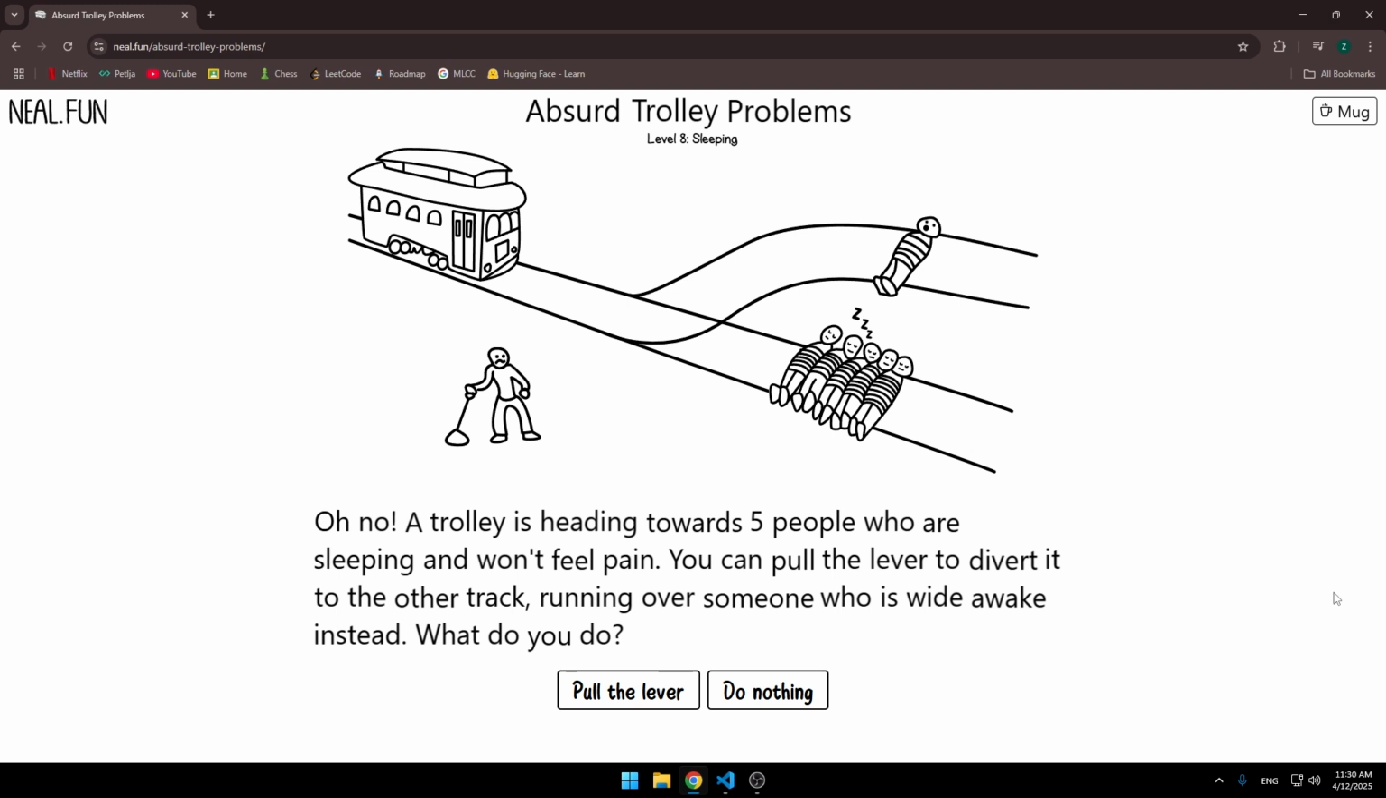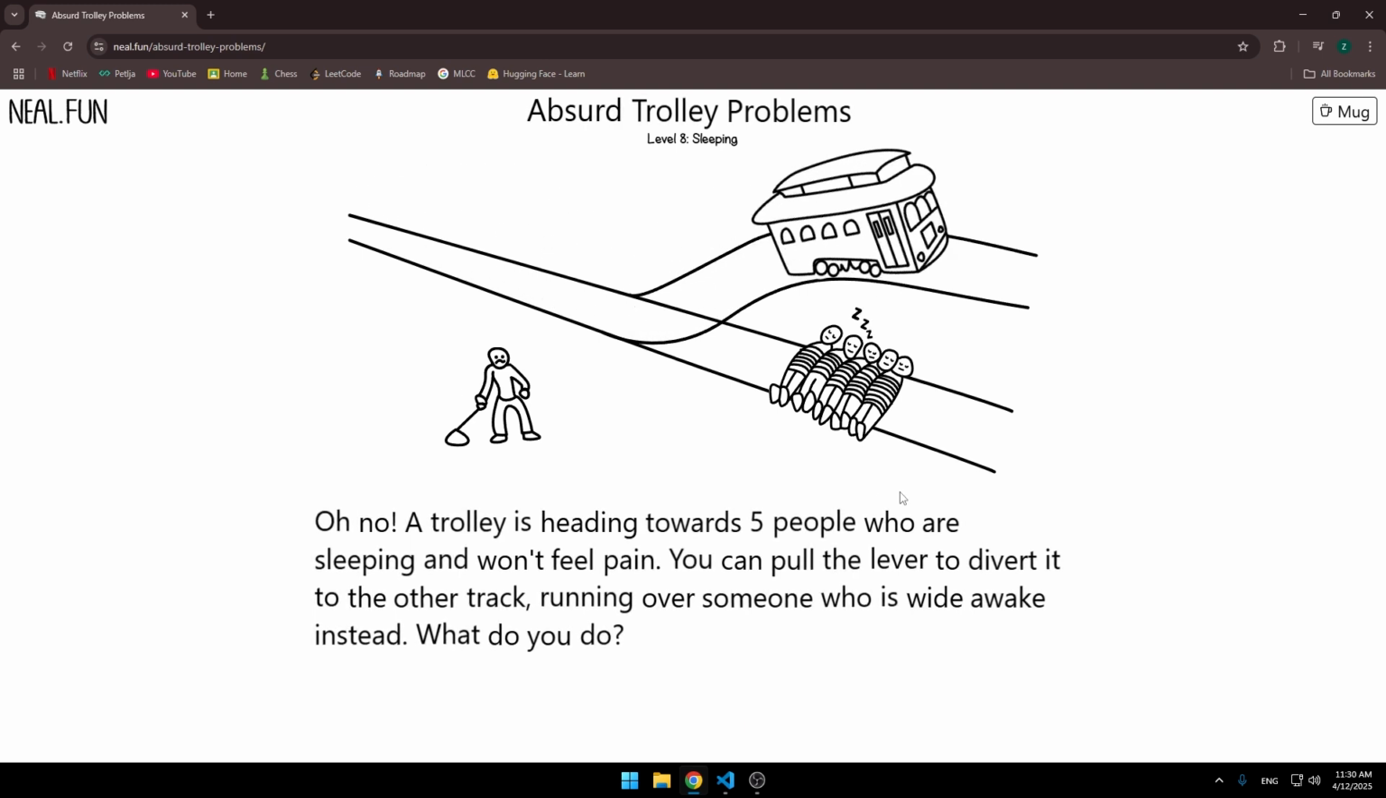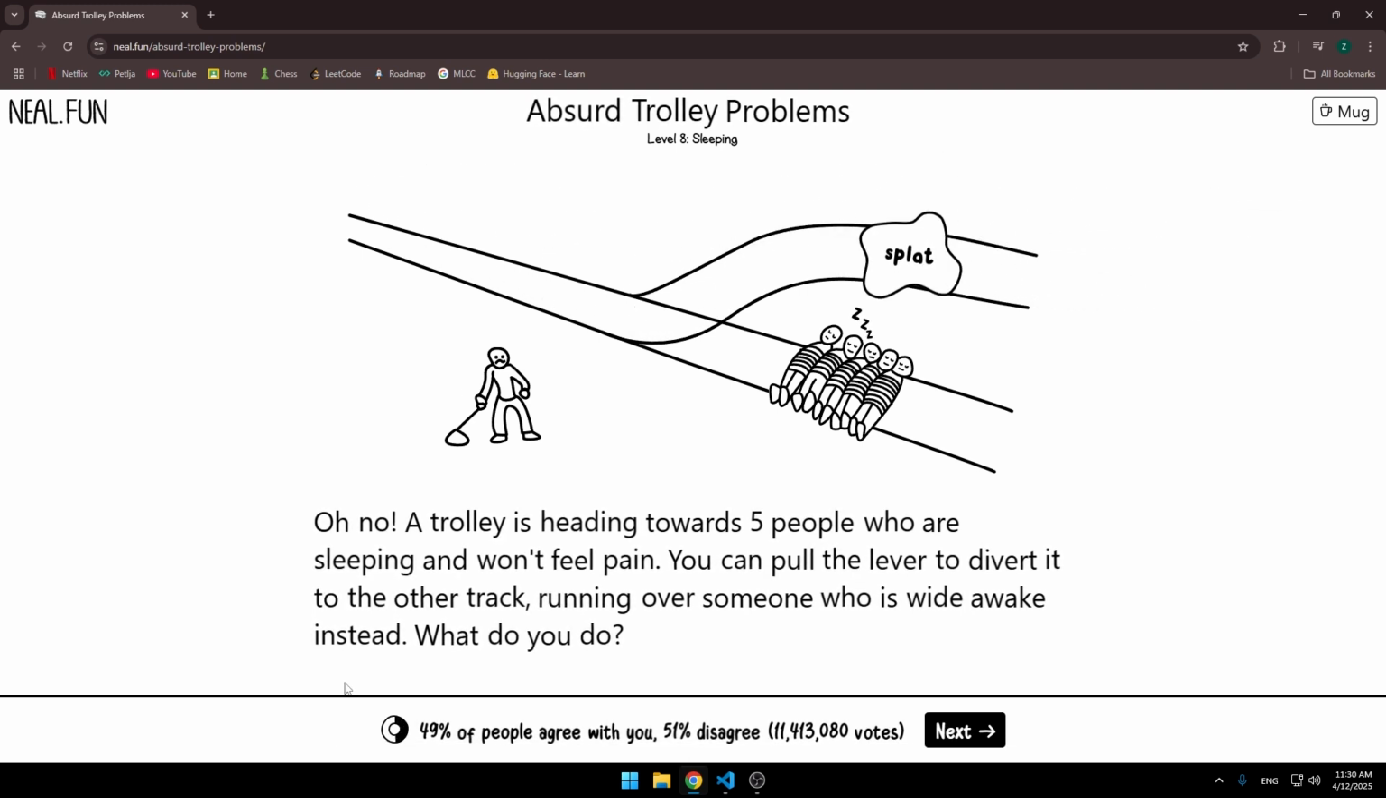Pull the lever. Utilitarianism dictates minimizing harm. Sacrificing 1 awake person to save 5 unconscious ones results in a net positive, fewer lives lost, even if it's a difficult choice. Yeah, just as I thought, he's going to kill the 1. So we pull the lever and we kill the 1 person. Goodbye, awake person. And, okay, 50-50, but we are in the unpopular opinion here.